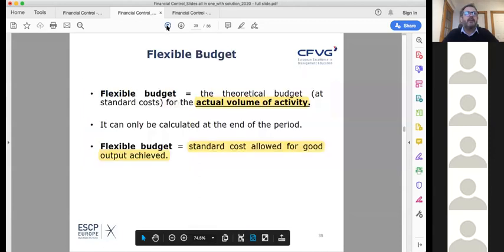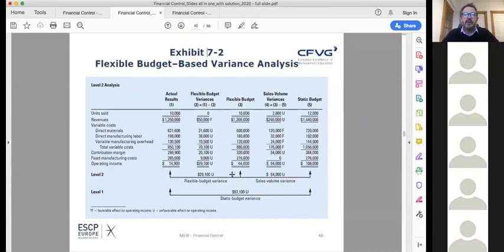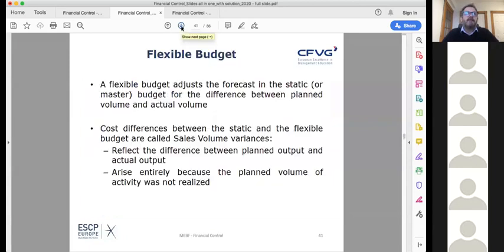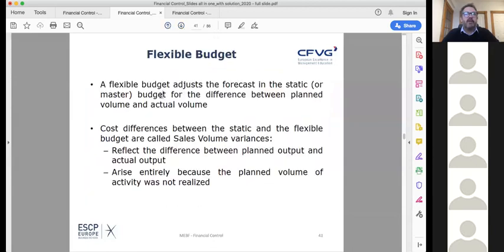Let me check if I have another way to put it. So we find it here, right? Sales volume variance. No, I don't say so much about it. So it's against what I said.